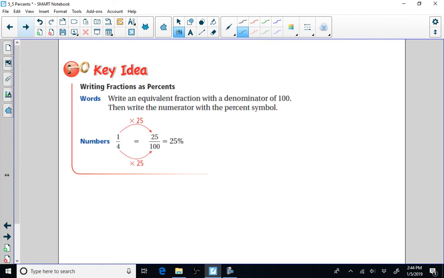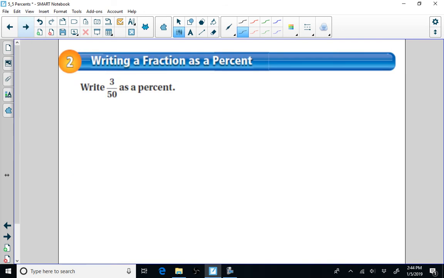Now we want to try writing fractions as percents. And if possible, we can write an equivalent fraction with a denominator of 100. That would be the easiest way to change a fraction to a percent. Now that's not always possible, but for sixth graders, very often that will be possible. So let's do a few of those where we can make equivalent fractions with a denominator of 100.